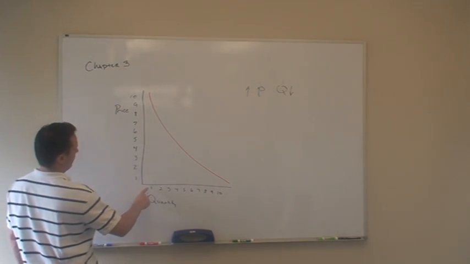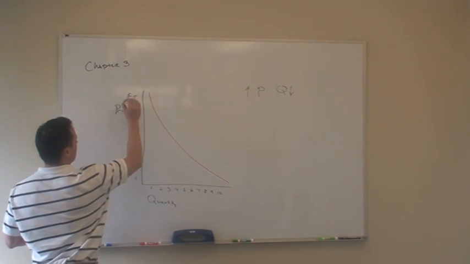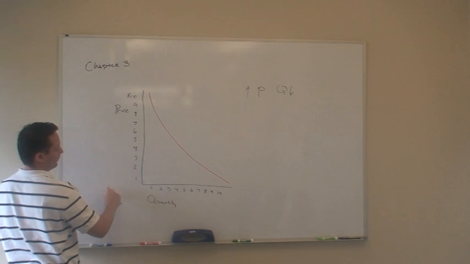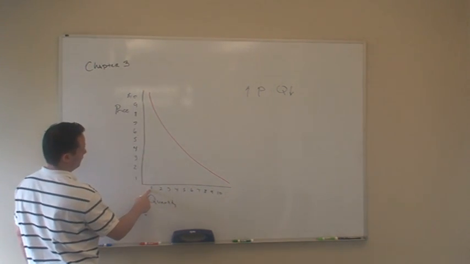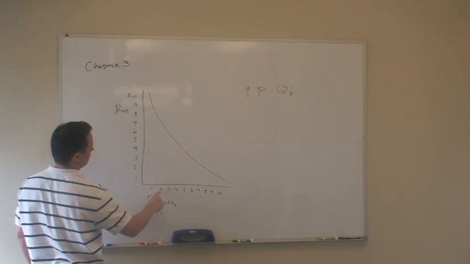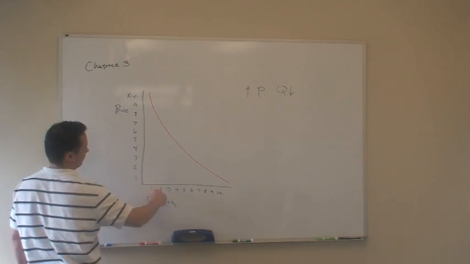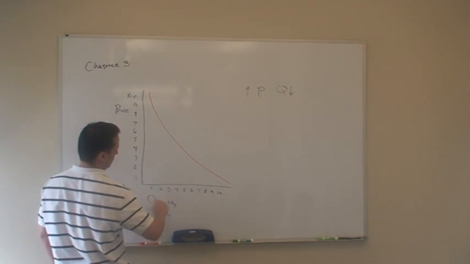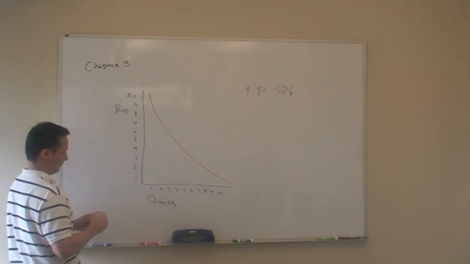So in other words, at a price of 10, price on this side of the axis, quantity demanded down here, at a price of 10, you may just get one taker. But if you lower the price down to 9, you might get 2. Lower it down more to 8, you may get 3, and so on and so forth. So your demand increases as the price drops.